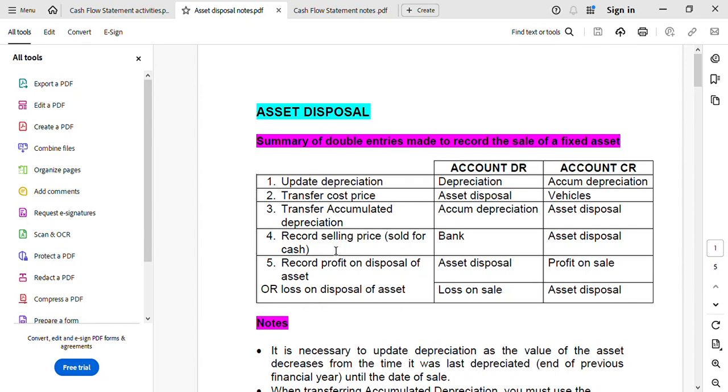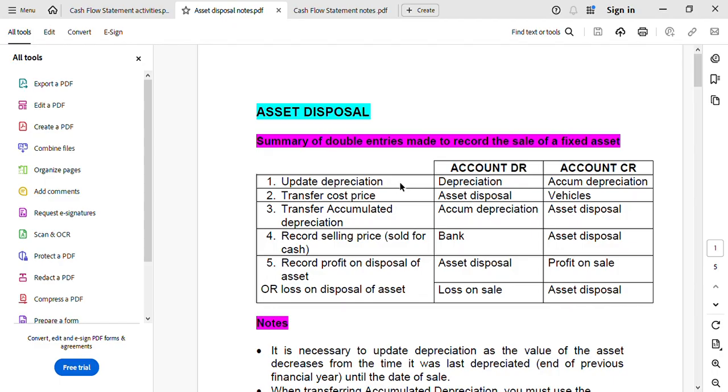Today I'm going to do a video on asset disposal, starting off with a summary of the double entries that you need to make to record the sale. The first thing you're going to need to do is to update depreciation. You need to remember that depreciation is only worked out once a year.